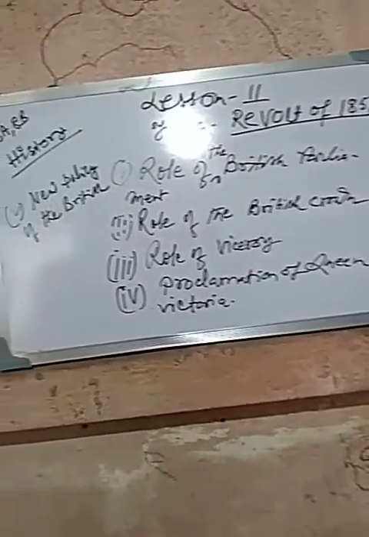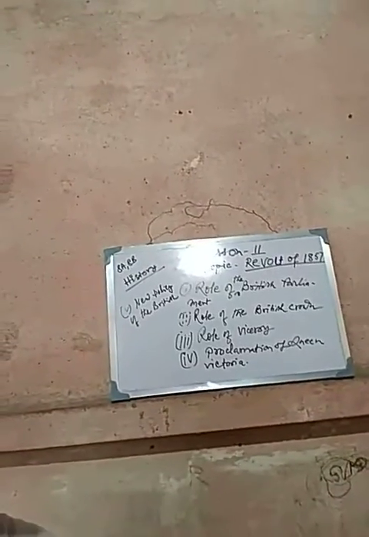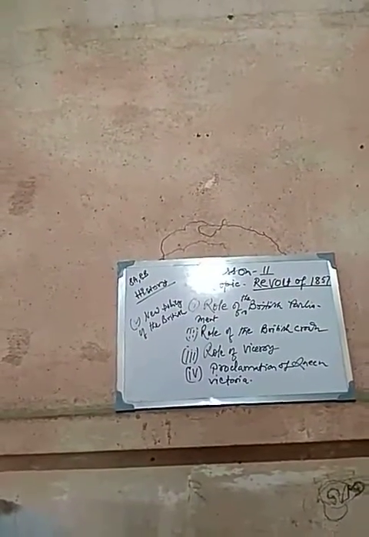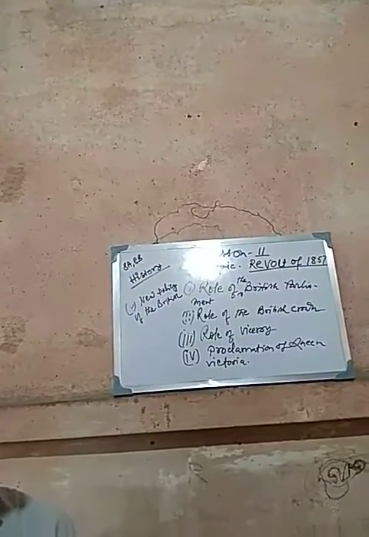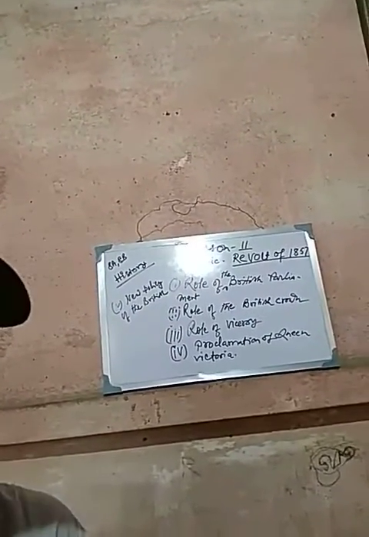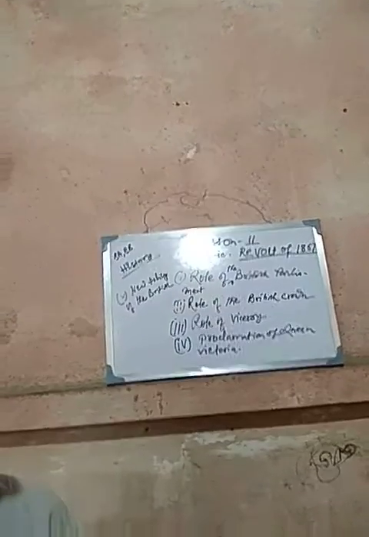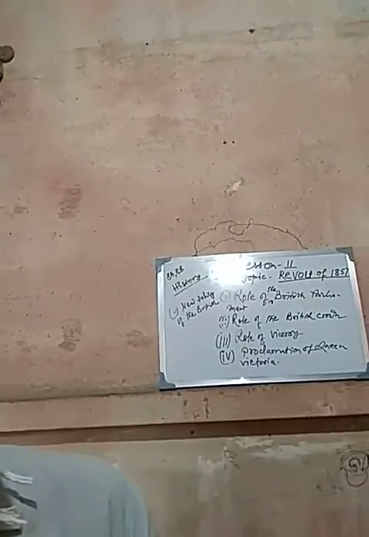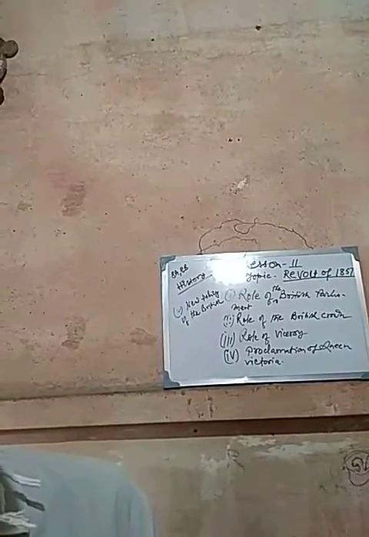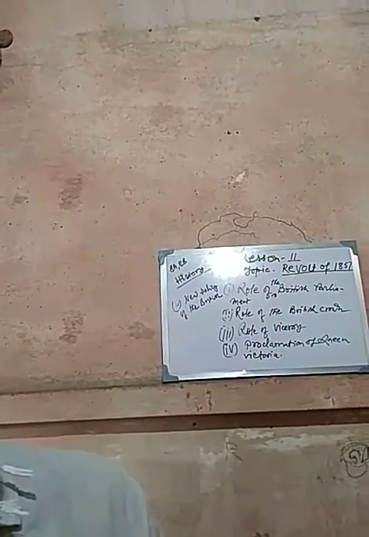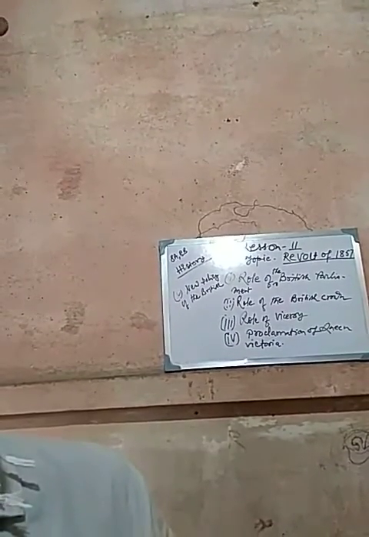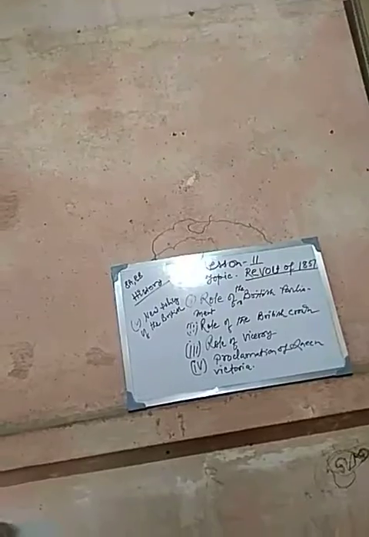And next one, Proclamation of Queen Victoria. Queen Victoria took over the charge of Indian government, because earlier there was a system through which the British East India Company headquarters controlled the British administration of India from England in consultation with the British Parliament, and hence they became independent and autocrat. Their autocratic rule resented Indian people.